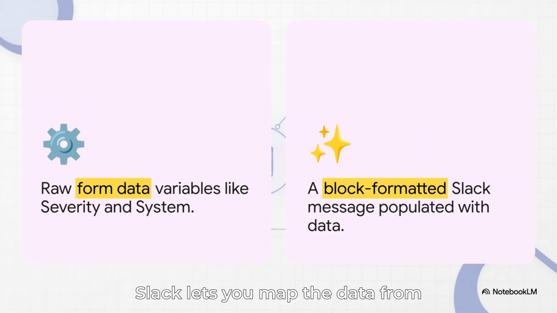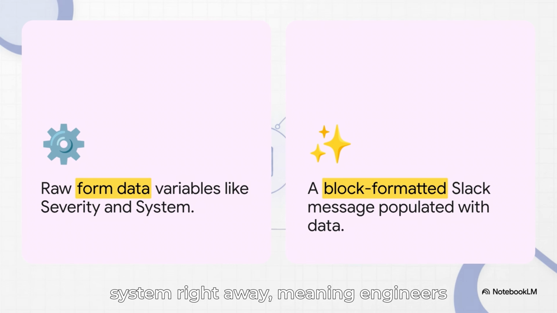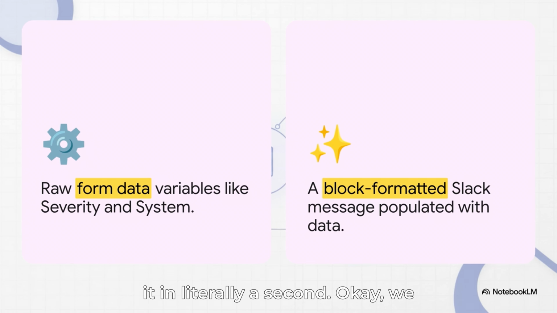Slack lets you map the data from your form directly into the message using dynamic variables. So instead of spitting out a messy output with raw bracketed text for the severity and the system, you can use Slack's block formatting options. This instantly populates a beautifully formatted, standardized alert. Those dynamic variables transform into a clean message that highlights the priority and the system right away, meaning engineers can scan and understand it in literally a second.